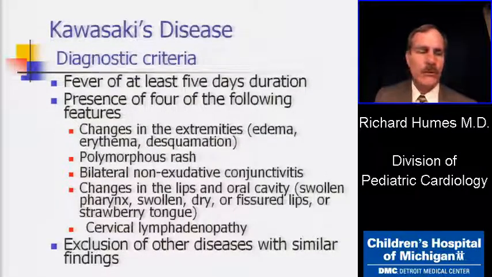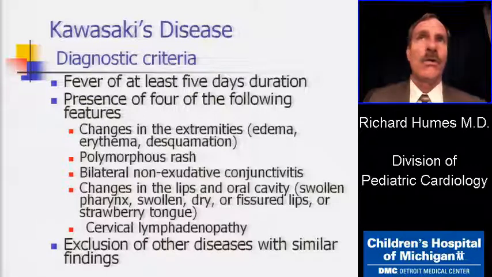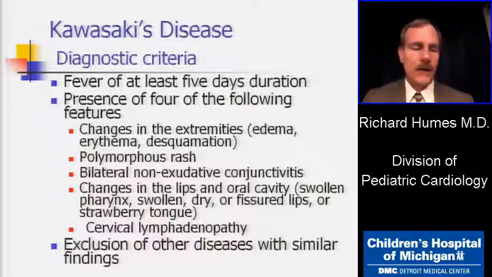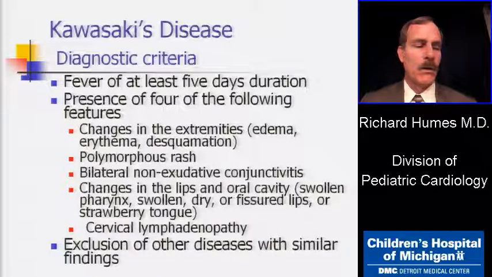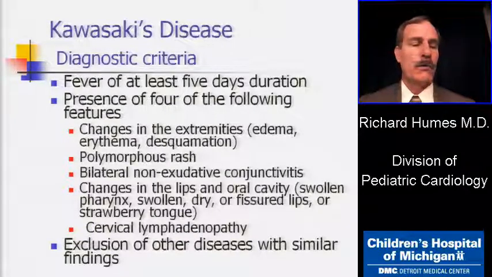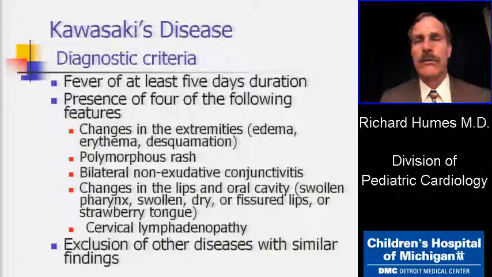Kawasaki disease is an important disease seen in cardiology, and the signs, symptoms, etiologies, and treatment should be well known by everyone taking the pediatric boards. The diagnostic criteria are fever of at least 5 days duration and presence of 4 of the following features: changes in the extremities such as edema, erythema, or desquamation, polymorphous rash, bilateral non-exudative conjunctivitis, changes in the lips and oral cavity including swollen pharynx, swollen dry or fissured lips, and/or strawberry tongue, and also cervical lymphadenopathy. You should exclude other diseases with similar findings.